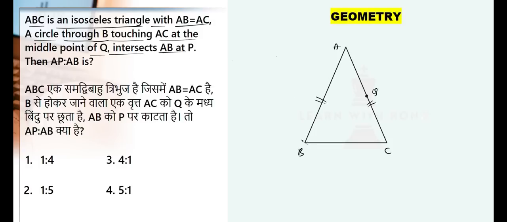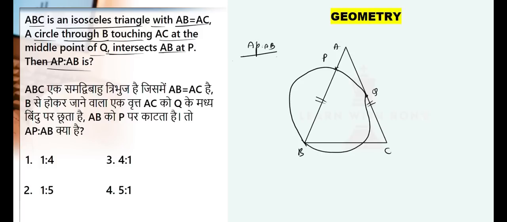Let us draw the circle. So, a circle through B touching the midpoint of AC and AB. Sorry for my drawing, but understand the concept. It intersects AB at P, and they ask us to find AP is to AB.